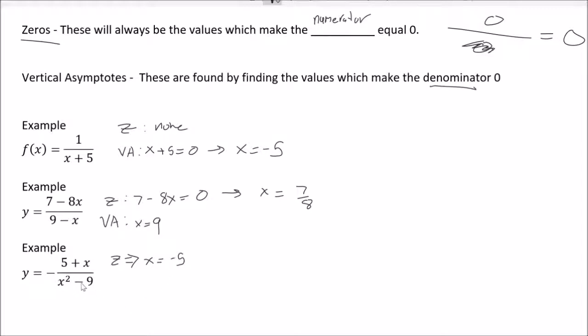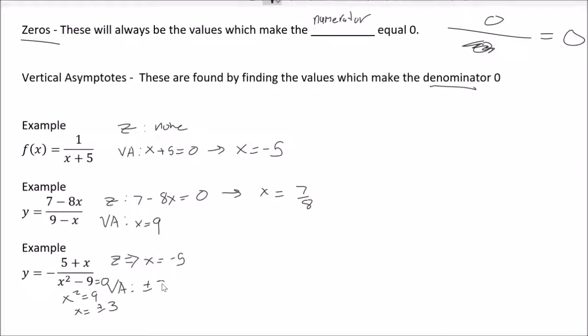And then what about the denominator? Remember, that's vertical asymptotes. It's whatever makes that 0. So maybe you can just look at this right now and see, maybe not. You could add 9 to both sides, so you get x squared equals 9. So x equals plus or minus 3.